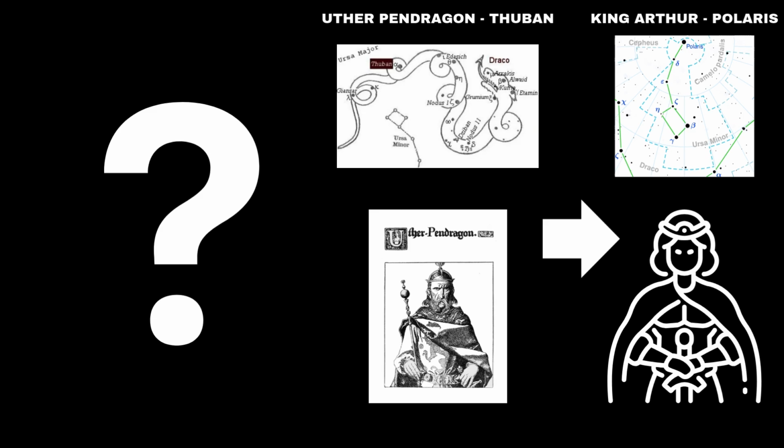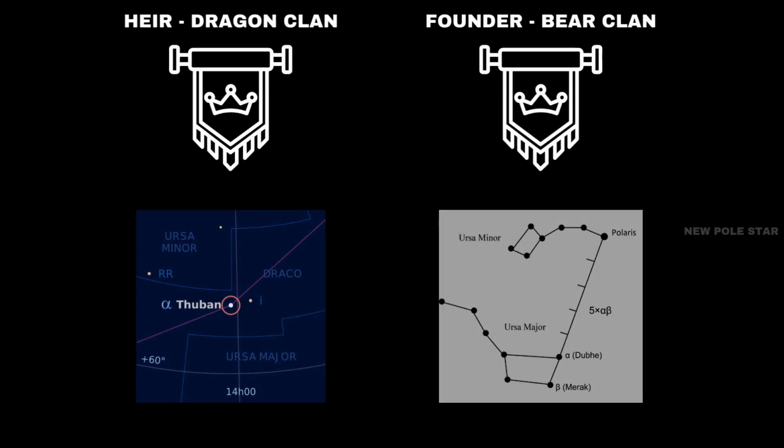But just as in the Arthurian story, this did not happen all at once. Arthur, who had been raised by a foster family, had to prove his right to kingship. Both bear and dragon represent earth energy, but like Thuban, the dragon has become more difficult to access. Arthur was the heir of an ancient tribe, the Dragon Clan, and the founder of another tribe, the Bear Clan, now living under a new pole star.